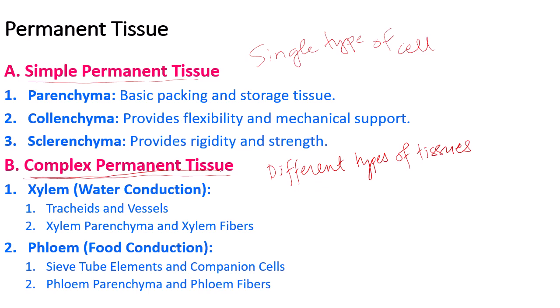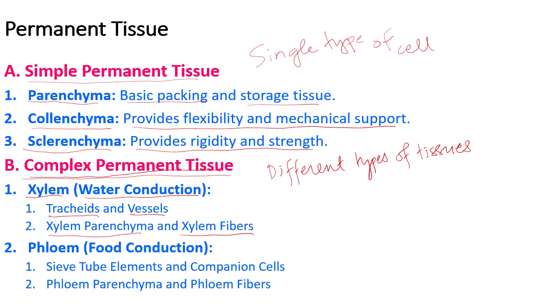Simple tissues include parenchyma, which is basic packaging and storage tissue. Another simple tissue is collenchyma, which provides flexibility and mechanical support, especially in the green stem. Sclerenchyma is master mechanical tissue, which provides rigidity and strength. And xylem is usually meant for water conduction, and it is composed of tracheids, vessels, xylem parenchyma, and xylem fibers.